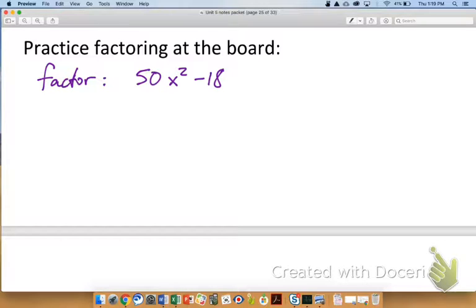Remember, you always factor the GCF before you even think about anything else. Before you even try to plan, get that GCF out of there.